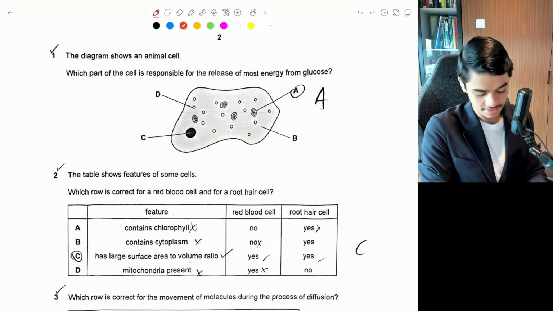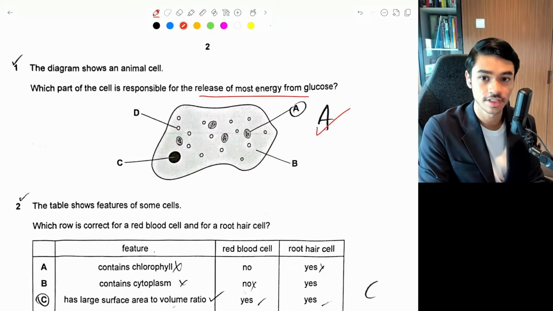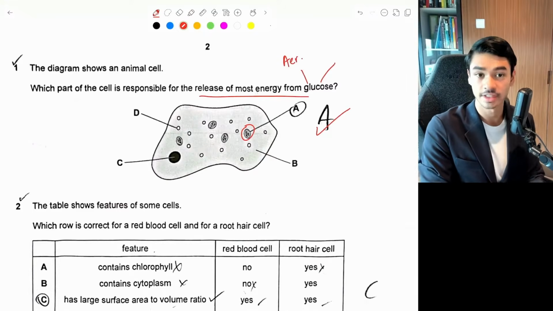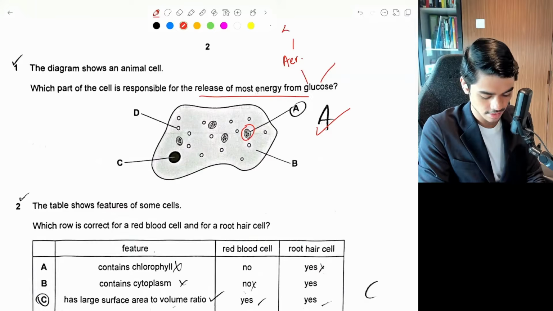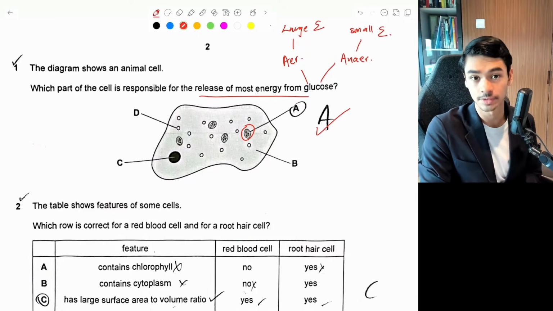Question 1, the answer is A, release of most energy from glucose. Now, what ways can we release energy from glucose? Actually, there's two. Aerobic respiration, which happens in the mitochondria. That's why A is the answer, and this gives us large amounts of energy. The other way is anaerobic respiration, which releases small amounts of energy from glucose as well, because it also breaks down glucose. Where does it happen?